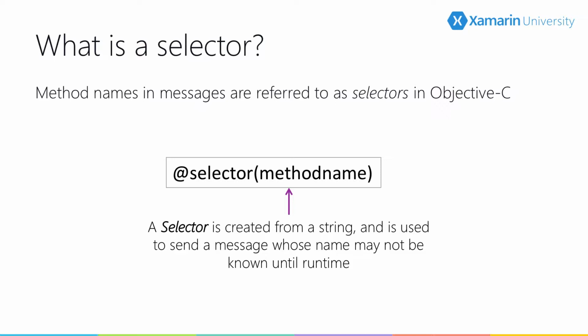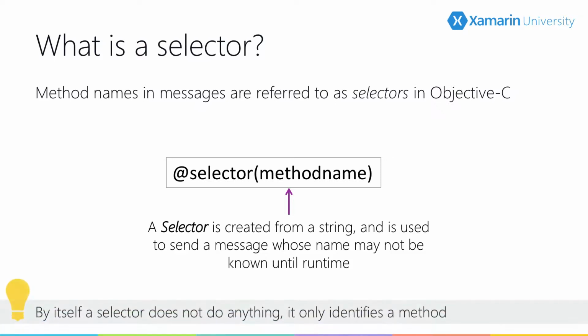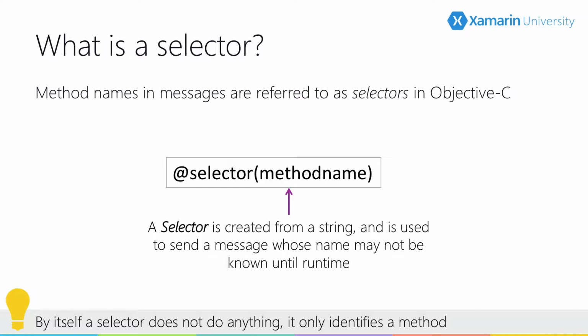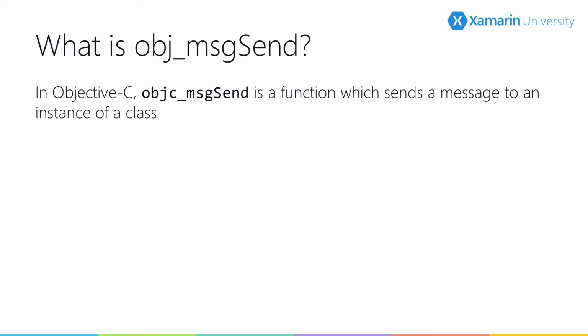And what makes a selector useful is that it acts like a dynamic function pointer. This means that for a given name, this pointer automatically points to the implementation of a method which will be suitable for whatever class it is used with. However, by itself, a selector does not do anything. It only identifies a method. The question now is, how do we implement this mechanic in C#?